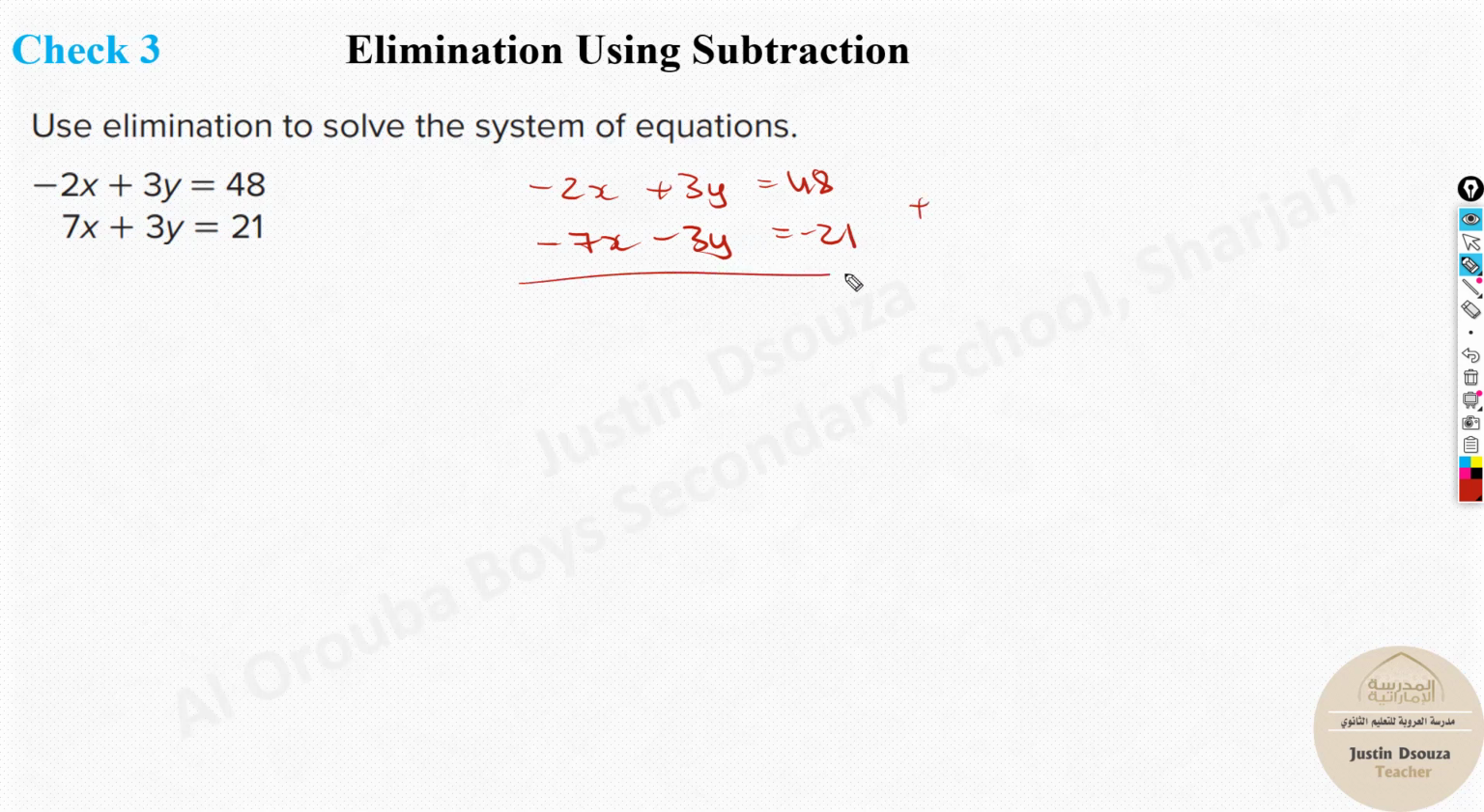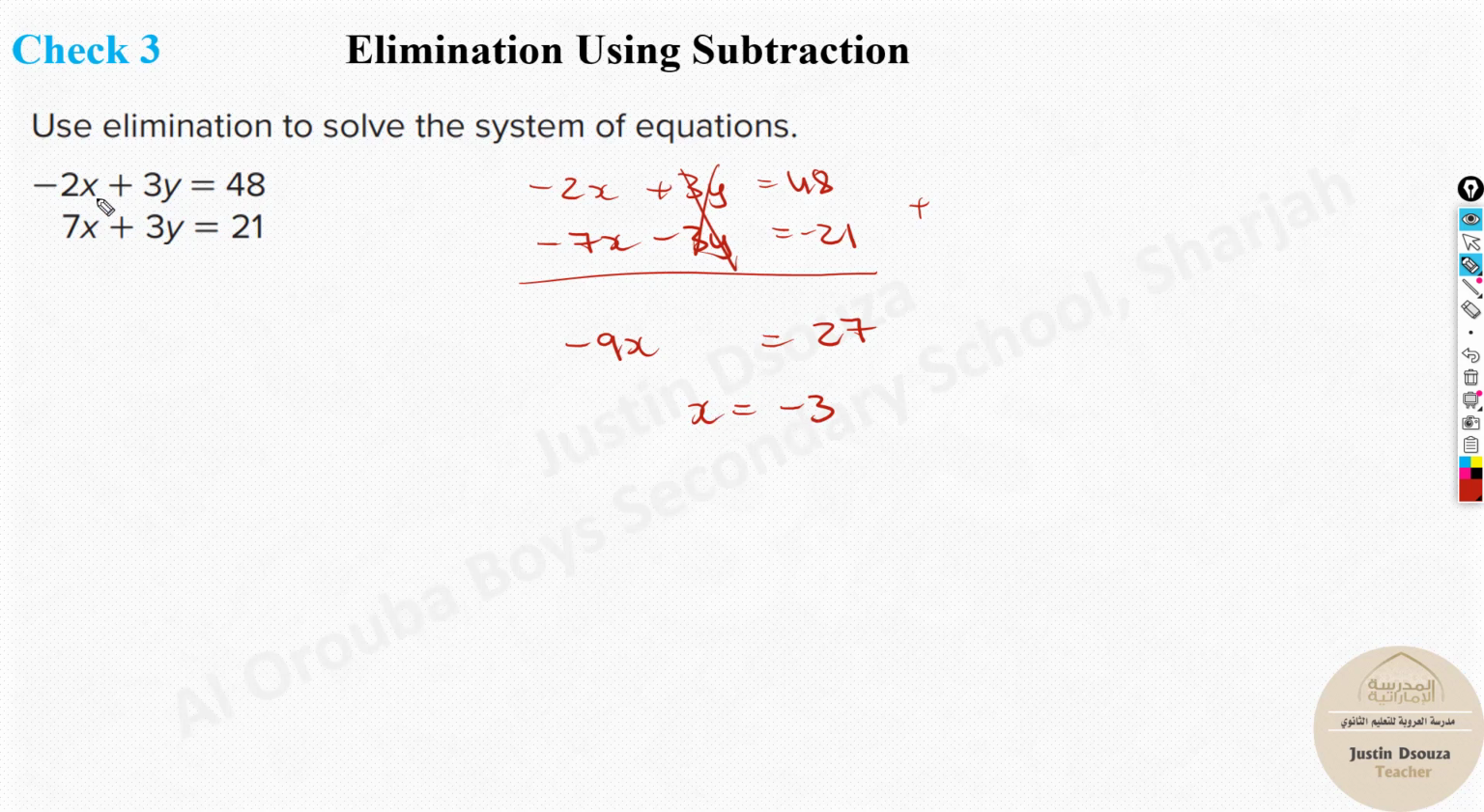Now add them up. Adding is very simple. Minus 2 minus 7 will be minus 9x. Here it's gone. It's 0. Equals 48 minus 21, which would be 27. Now divide both the sides by minus 9. It will be x is equal to minus 3. This is the answer for x.